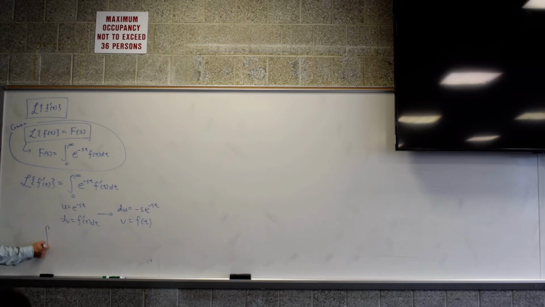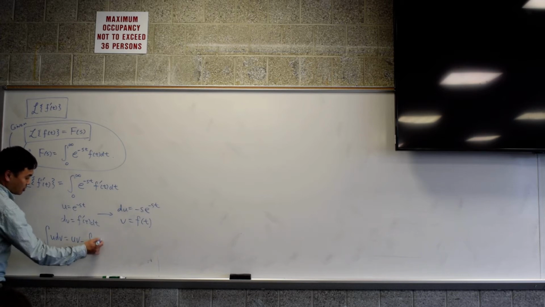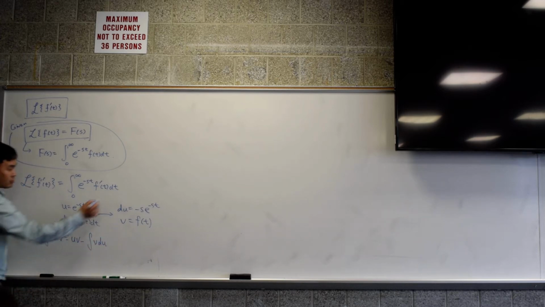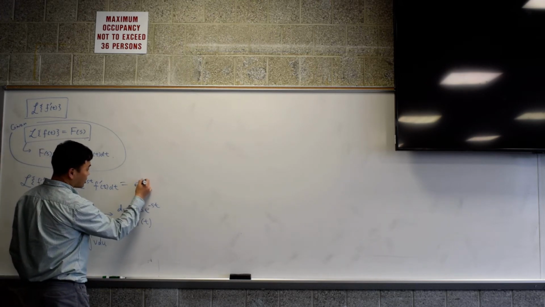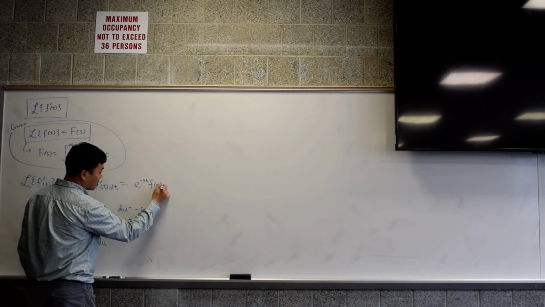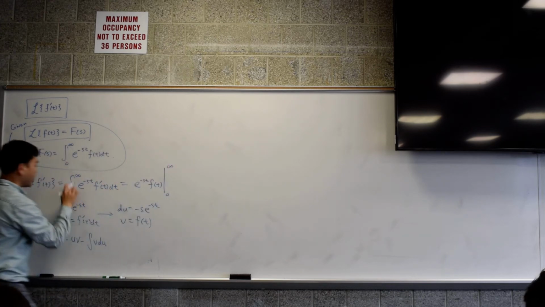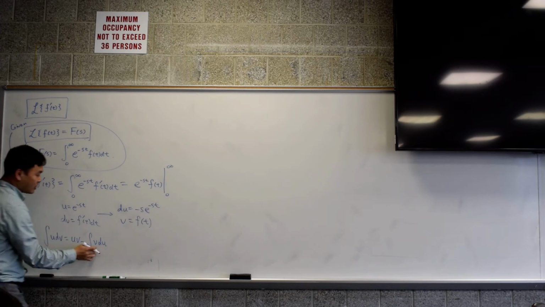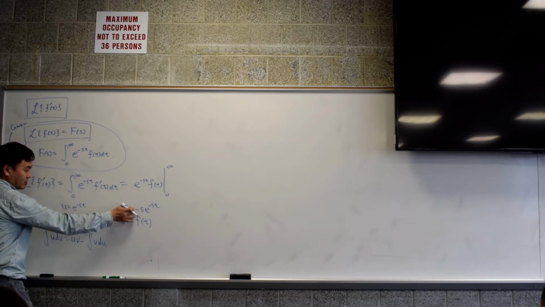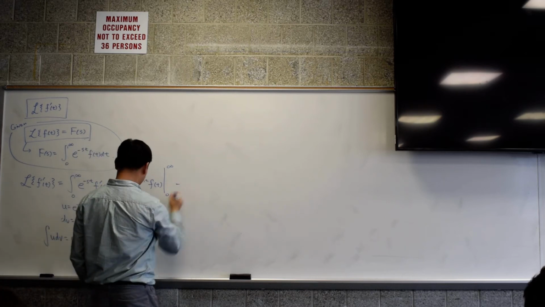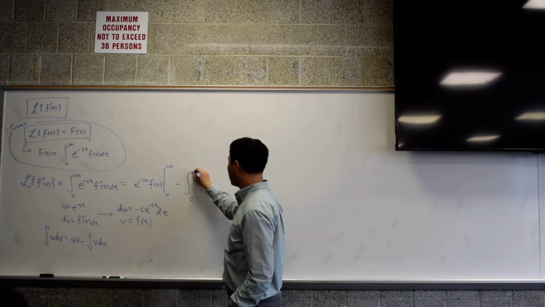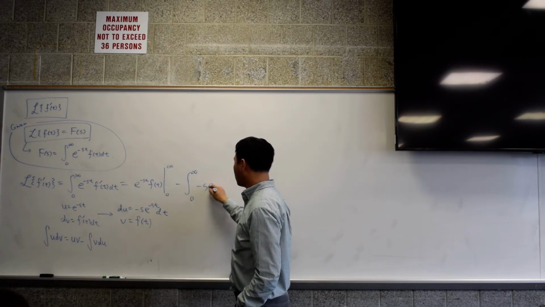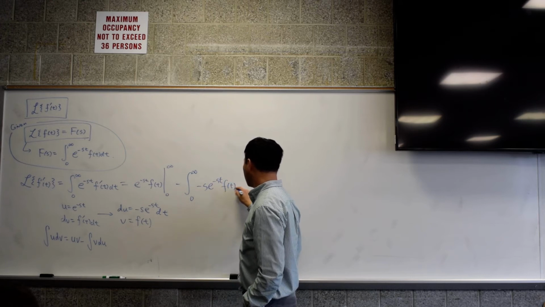And using the formula, the integral of u dv is equal to uv minus the integral of v du, this integral is the same as u times v, which is e to the negative st times f of t. And you have to plug in the endpoints. Then minus the integral of v du. This is v, and that's du. So it's minus, oh, sorry, this should be dt here, minus the integral from 0 to infinity of negative s e to the negative st f of t dt.